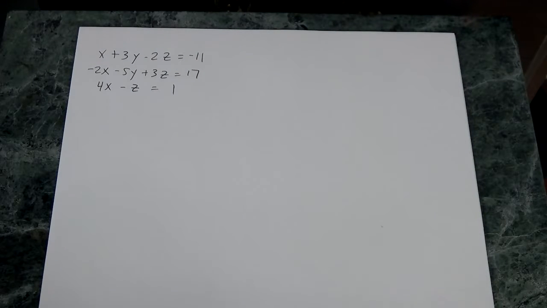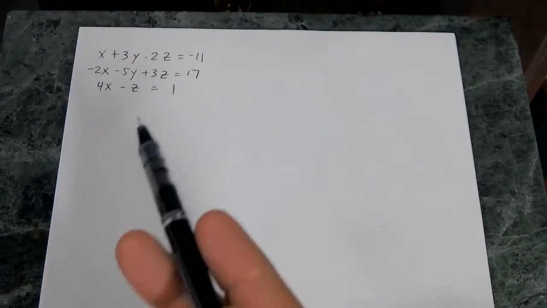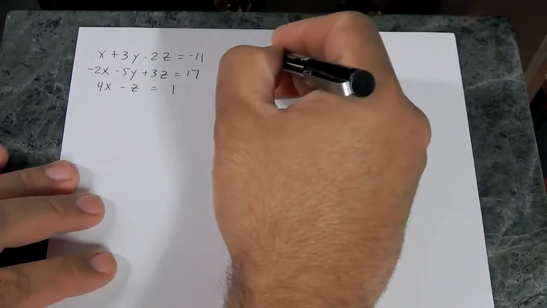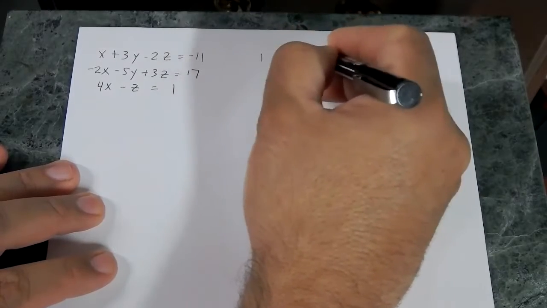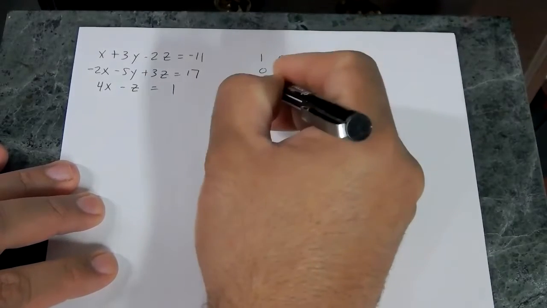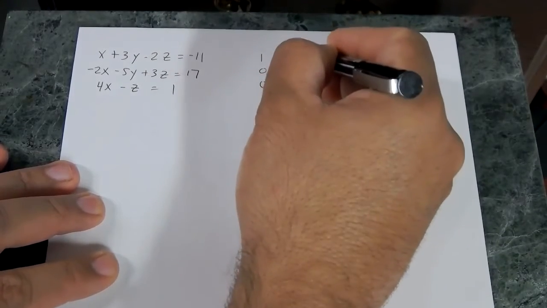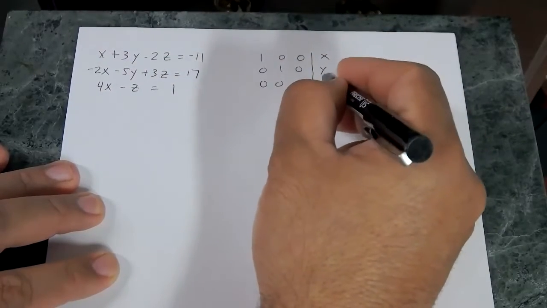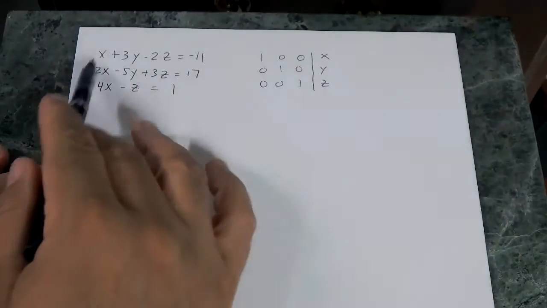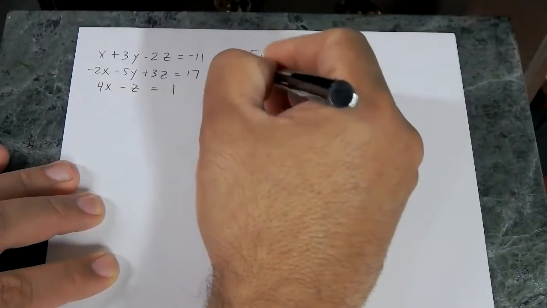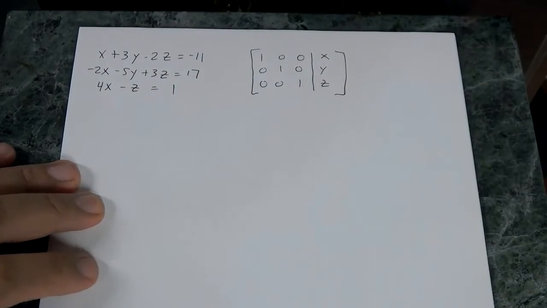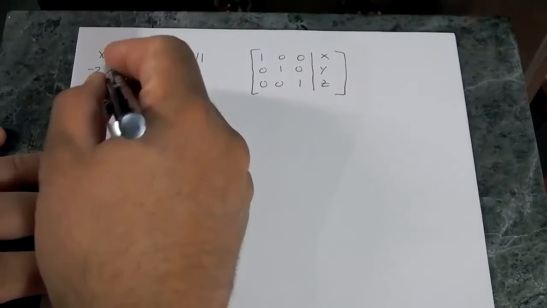Now remember, our goal, since it's not a 2 by 2, this is a system of 3 equations, is to get 1, 0, 0, 0, 1, 0, 0, 0, 1, and this is some value for x, some value for y, some value for z, because it's x, y, and z. That's our goal, okay? All right, first let's find the augmented matrix for this.